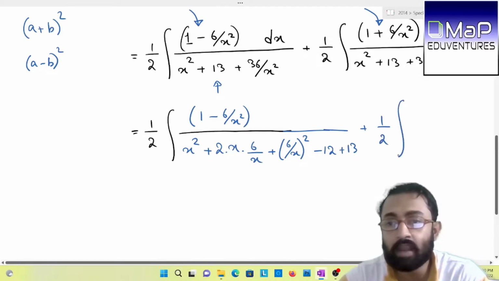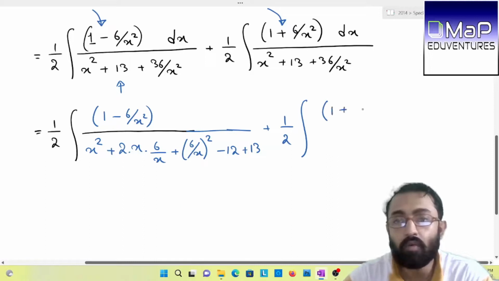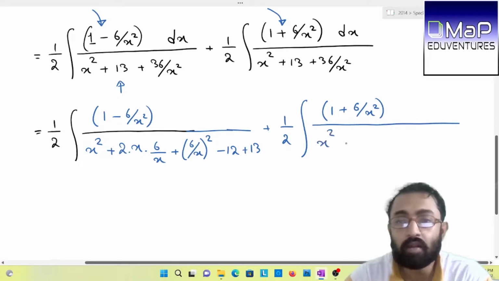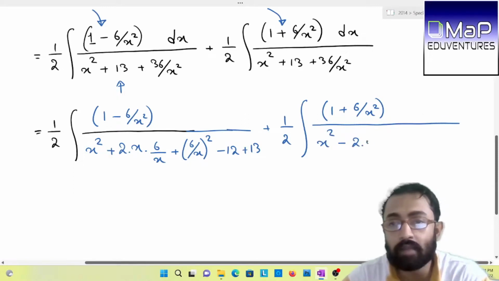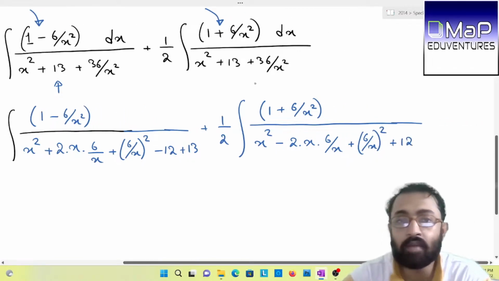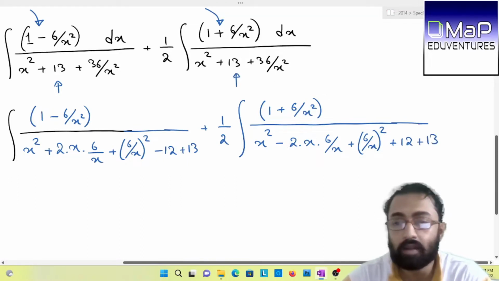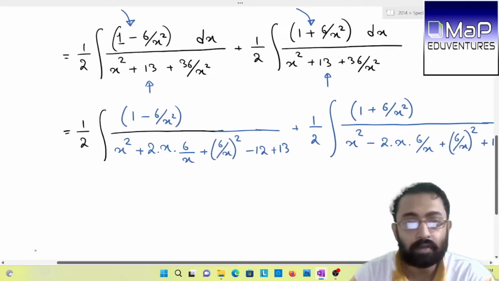Similarly, for the second part also, we will have here (1 + 6/x²) divided by x². Now we will form here minus 2 times x into 6/x plus 6/x². Now you have to add a 12 here, plus 12, and for the previous 13 it will be plus 13 here. Alright. Okay, so coming back to the first integration.